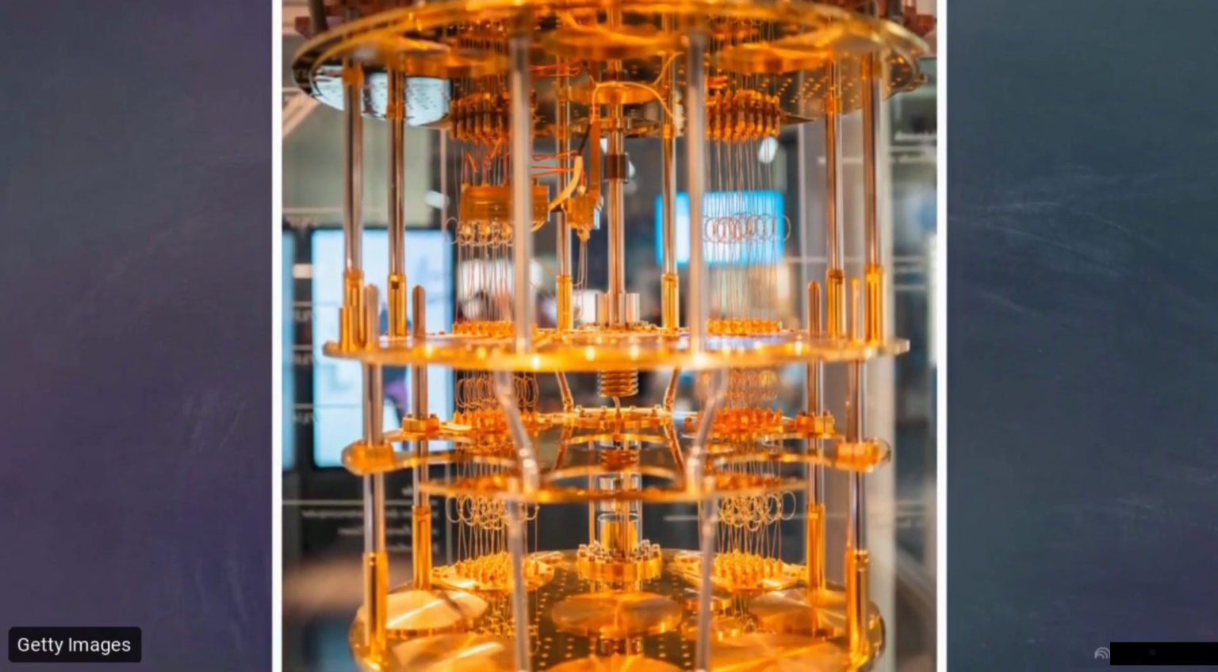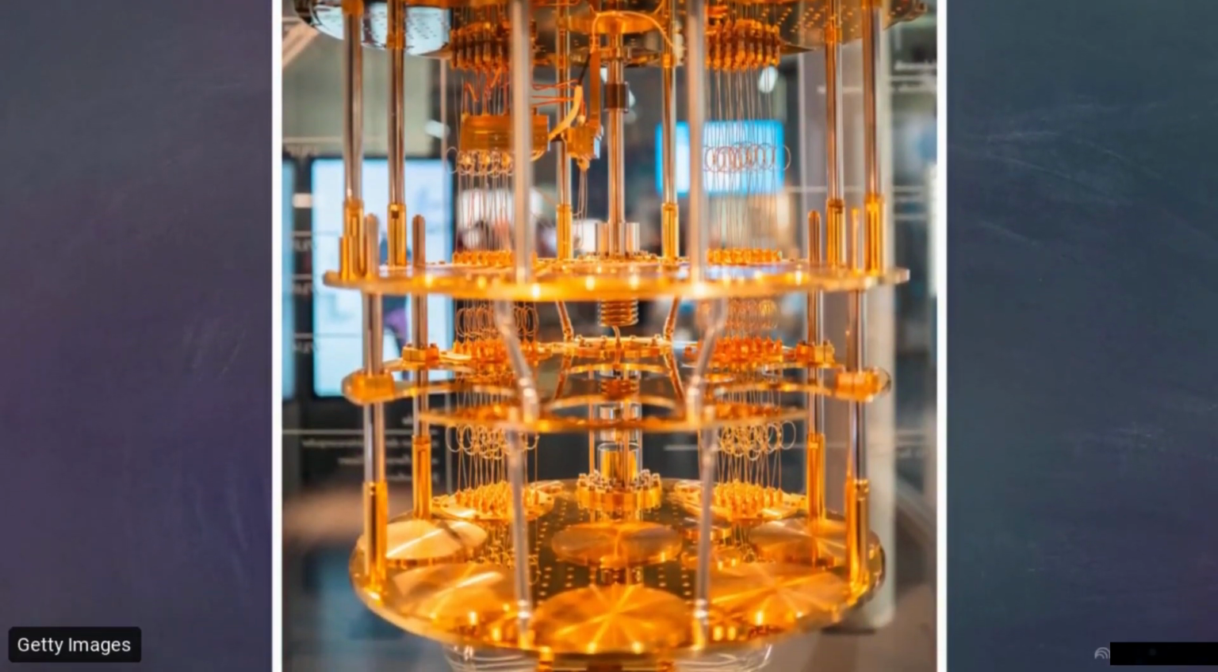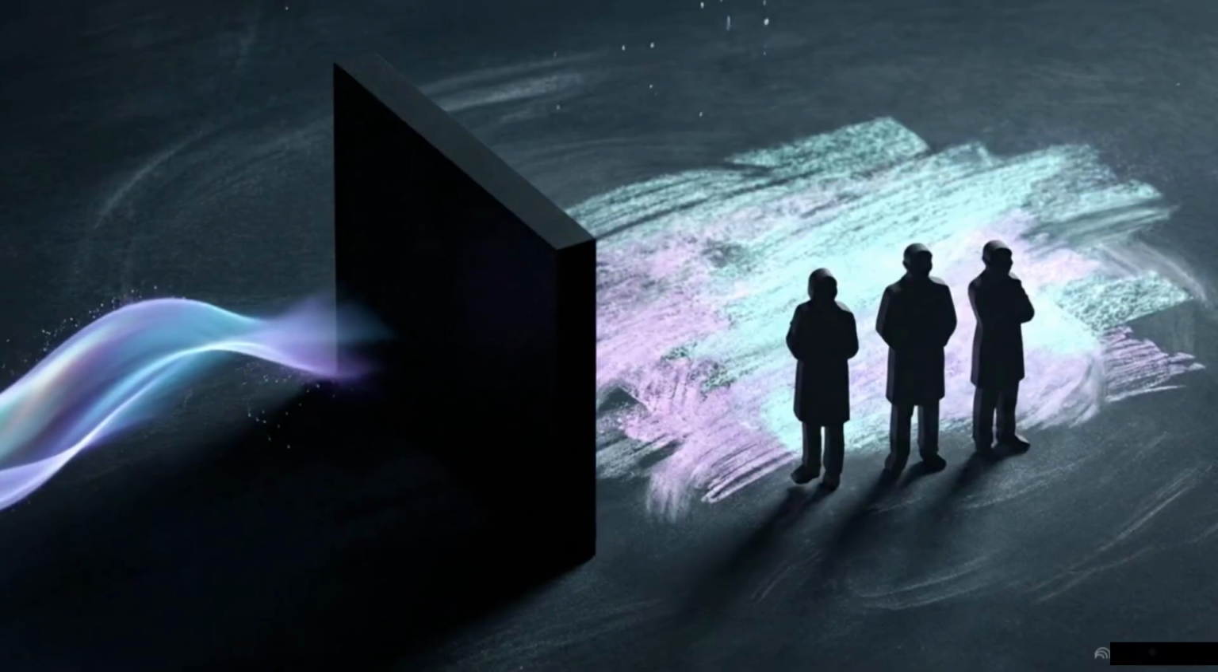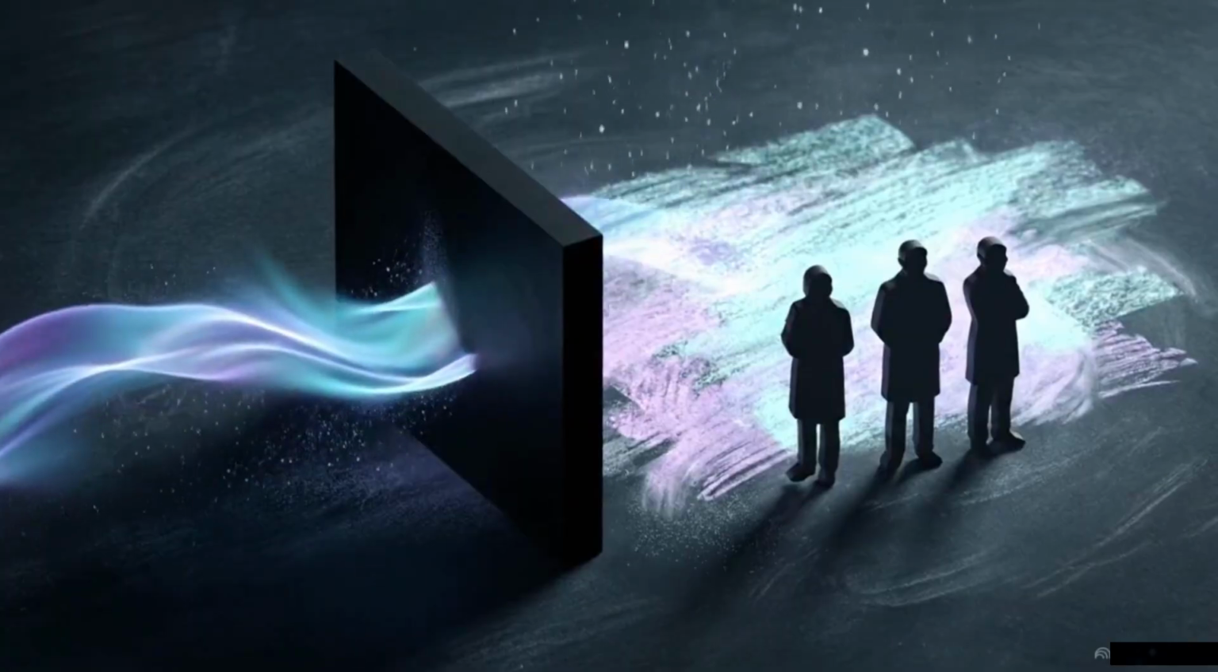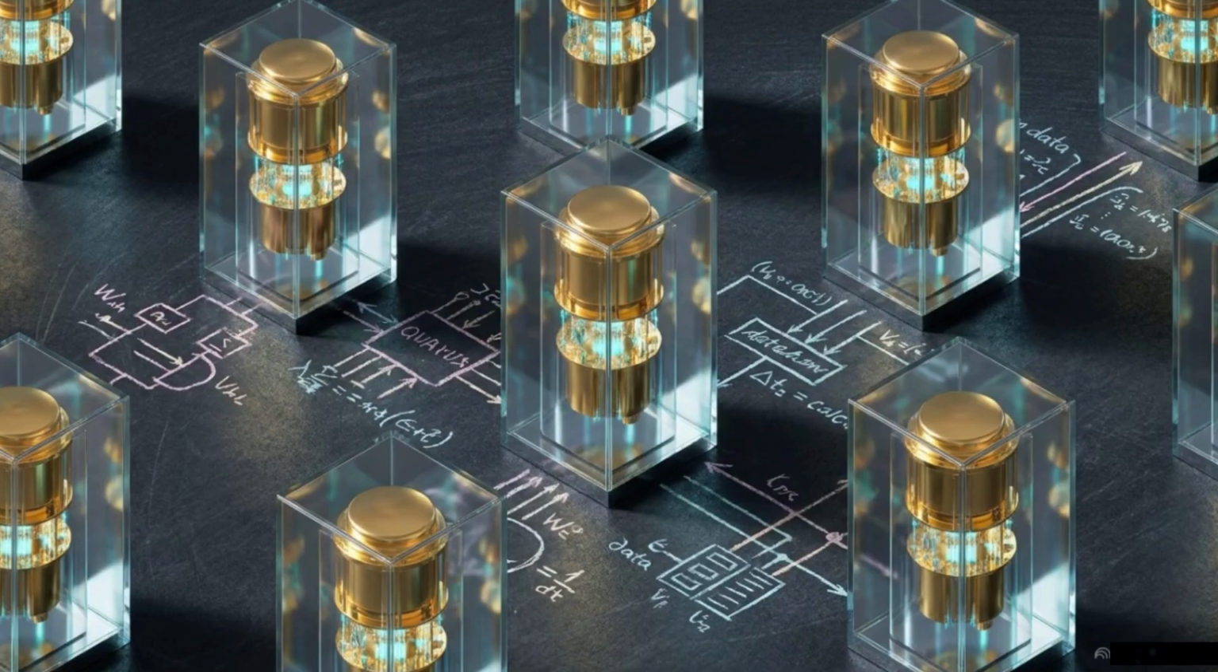Without this discovery, we couldn't build the hardware you see here. By proving that a wave of matter can ghost through a wall, these scientists didn't just win a prize, they unlocked the control system for the next era of human technology.